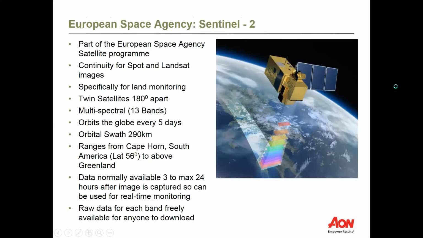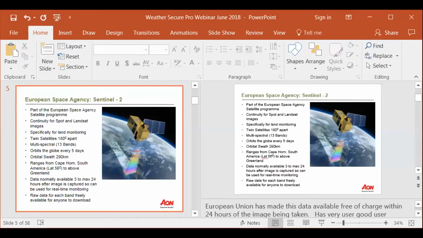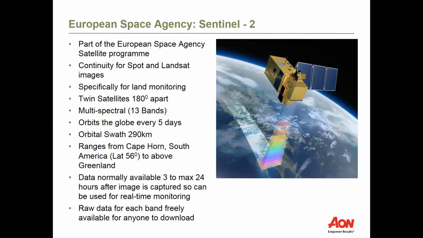So I want to give a little bit of a plug to the European Space Agency, because they made a decision, I think it was last year, to make all of their data available for free. I use the Sentinel data a lot, especially the optical one, which is their Sentinel-2. This one continues on from SPOT and the Landsat images, if anyone knows about those, but they're specifically launched for land monitoring purposes, and particularly vegetation health and things like that.